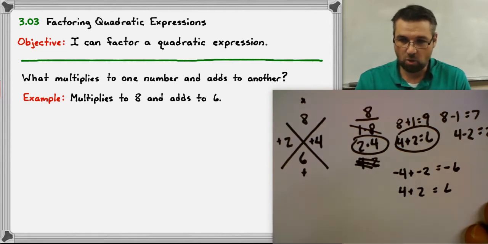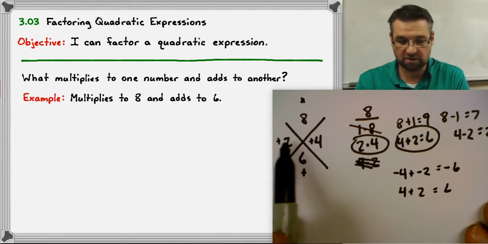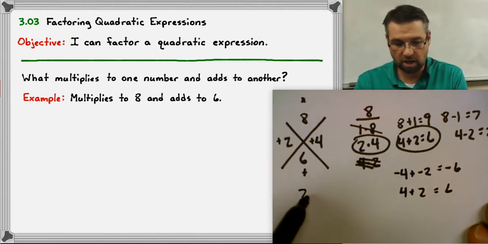And then I'm going to check my work because I want to make sure that they multiply to this 8 up here. Well, +2 times +4 is in fact +8. So my two numbers here are going to be +2 and +4.